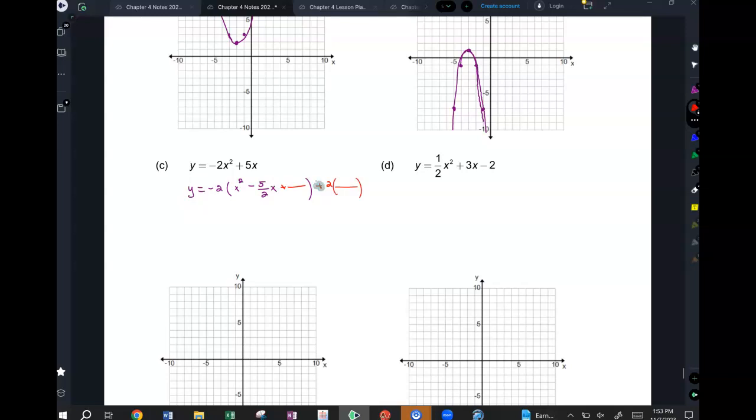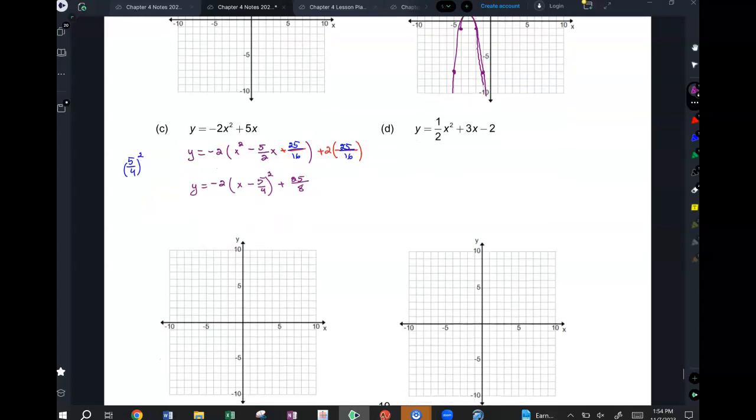Okay, so it was like this. So I'm going to do minus negative 2 times a number, but I could just do plus 2 times a number. Okay, so what number goes there? 5 over 4 squared, 25 over 16. So this is y equals negative 2 times x minus 5 over 4 squared plus 25 over 8. Why is it 25 over 8? Because you cancel out the 16.